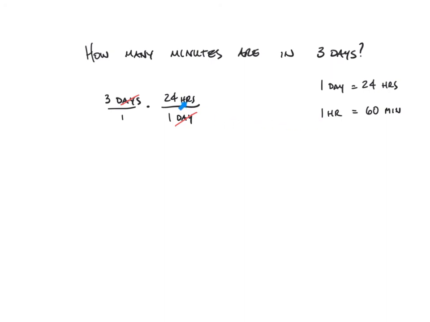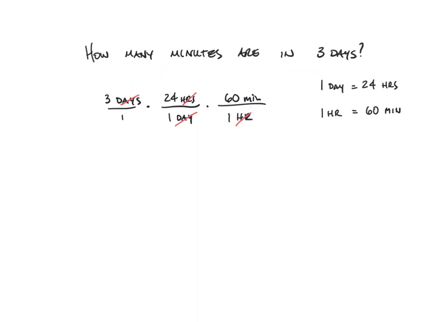So we've got hours up here. So we're going to write this ratio with hours in the denominator. So this will be times 1 hour down here in the bottom, and then 60 minutes up here on the top. And so now we can cancel our hours. And then since we're left with minutes here, we just need to multiply these straight out, and we can get how many minutes are in 3 days.